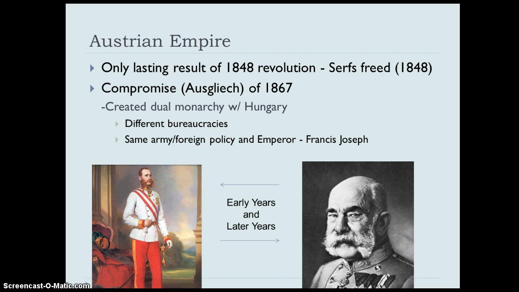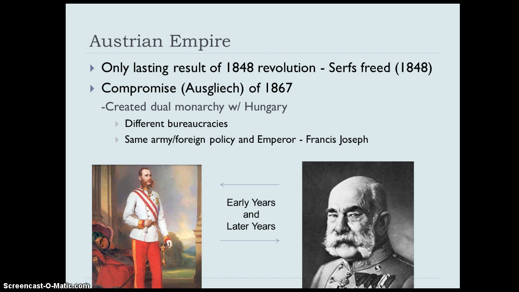So in order to keep their empire together, Francis Joseph is forced to compromise, and it's called the Ausgleich, or however you say that, of 1867, or the Compromise of 1867. You do need to know that German word, that Austrian-German word, the Ausgleich. You can't just think of it as the compromise. What it'll do is officially create a dual monarchy, so we'll call it Austria-Hungary now.